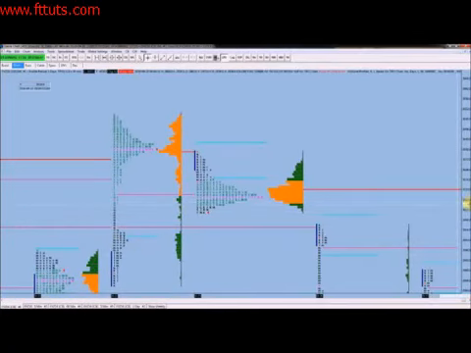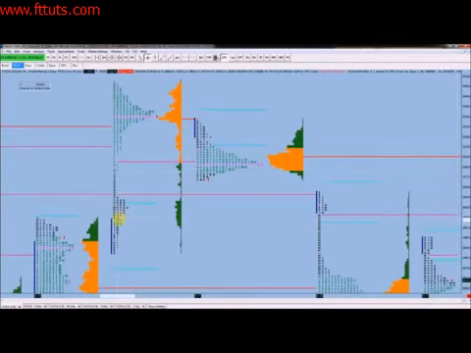Slight P-shaped profile here on the Eurostoxx. Initial balance. We've only broken one side of the initial balance. We've shifted higher, found balance up here. P-shaped profile.